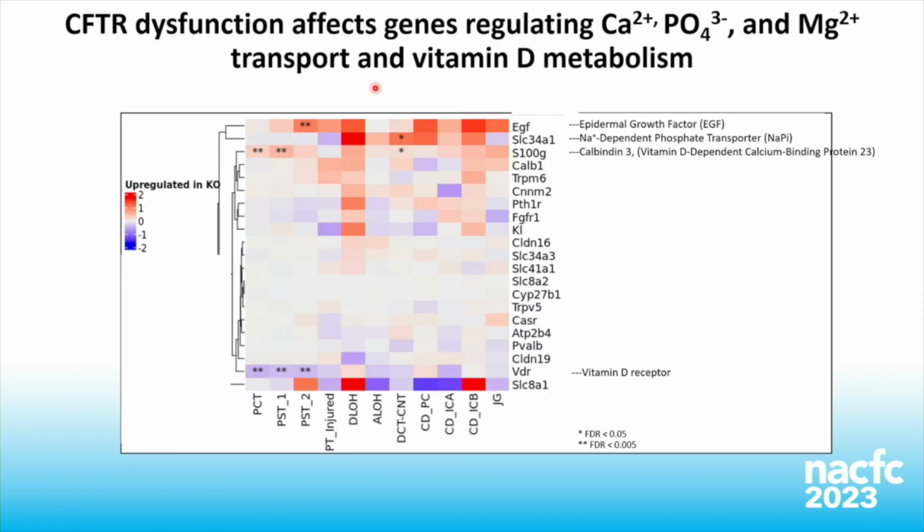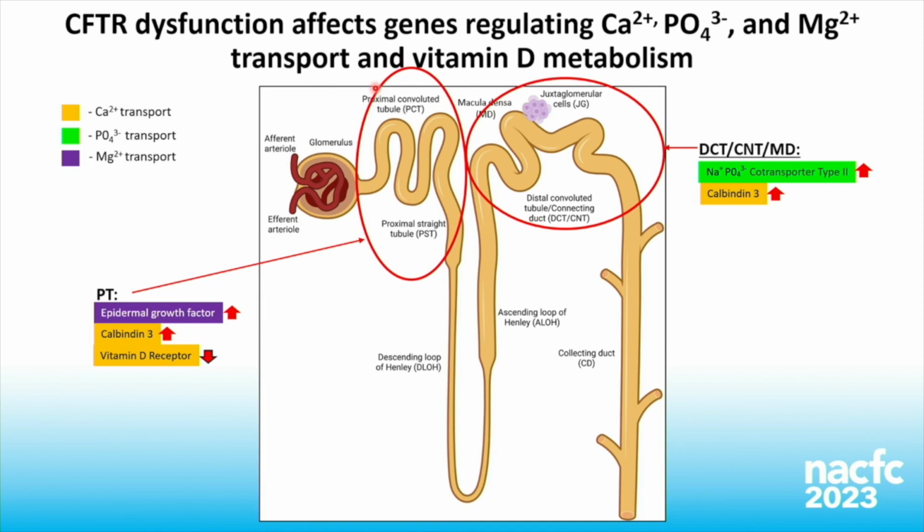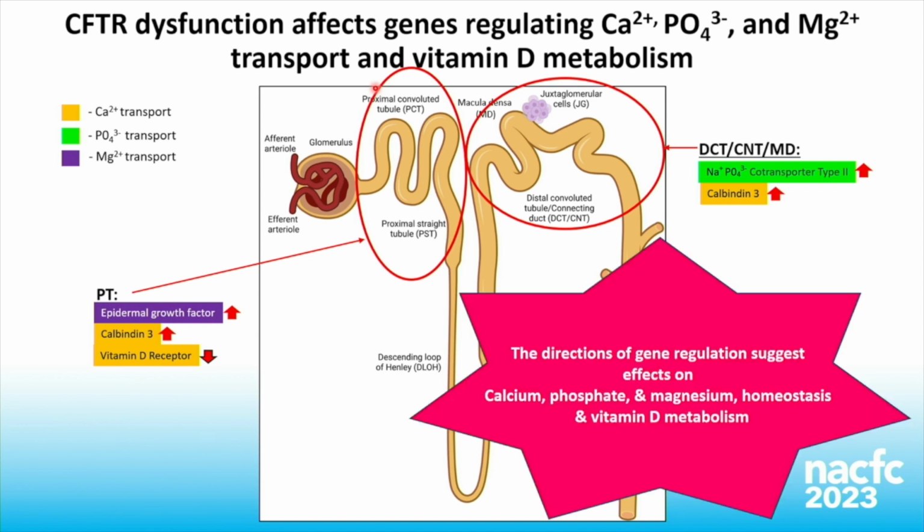In this gene set of other important ions, we see, interestingly, a very consistent decrease in the vitamin D receptor in the proximal tubules. But we also see an increase in calcium-binding proteins. There's a lot of potential causes behind this, but I'll just leave it at this. There's a lot of changes to the regulation of calcium, phosphate, magnesium, and vitamin D response.